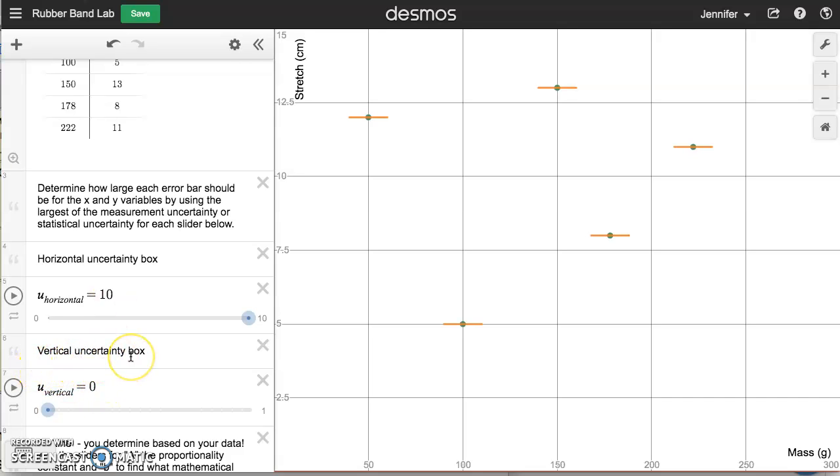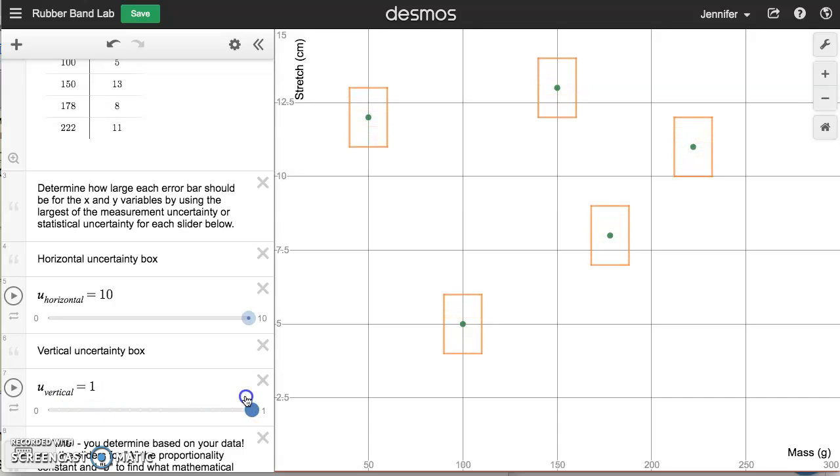So then I need to figure out, well, what about my vertical uncertainty? Vertical is the stretch, and that's where you're going to need to look at your data table and say, okay, my measurement uncertainty for using the ruler was this much. Probably was a little bit bigger than the limit of the instrument. The limit of the instrument for the ruler would be half its smallest increment, twice that is the usual measurement uncertainty. I had a hard time reading my ruler and reading exactly where the rubber band was. So I would say it's probably going to be larger than 0.1. So that would be 1 millimeter or 0.1 centimeters.